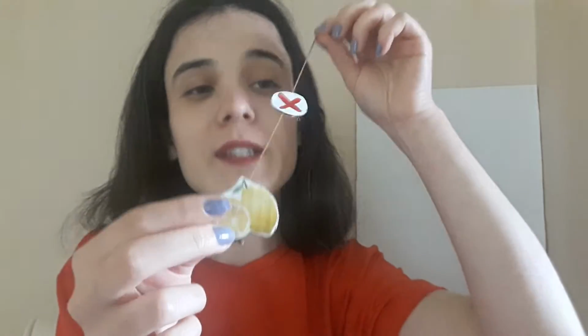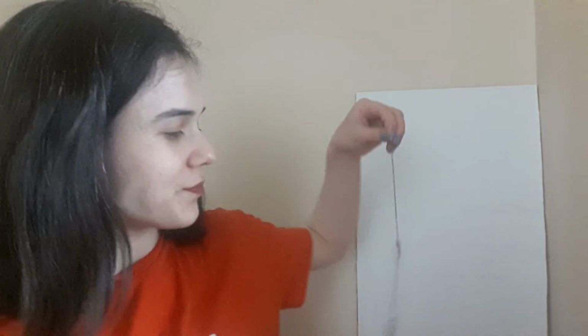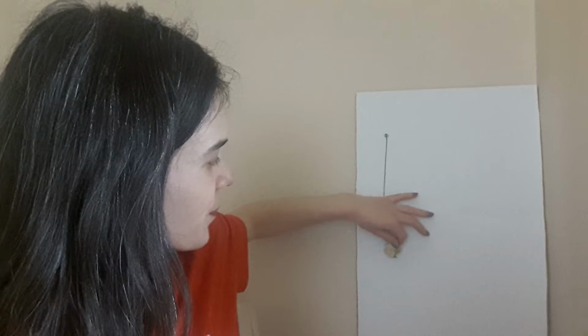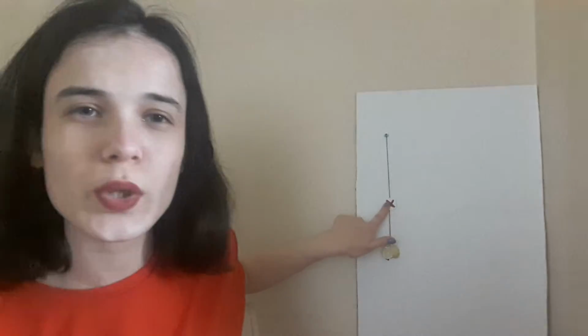It is lemon, right? I don't like lemon. Okay, I don't like lemon. It is yellow. Great, let's stick the first one here. Here it is. I don't like lemon. Great.